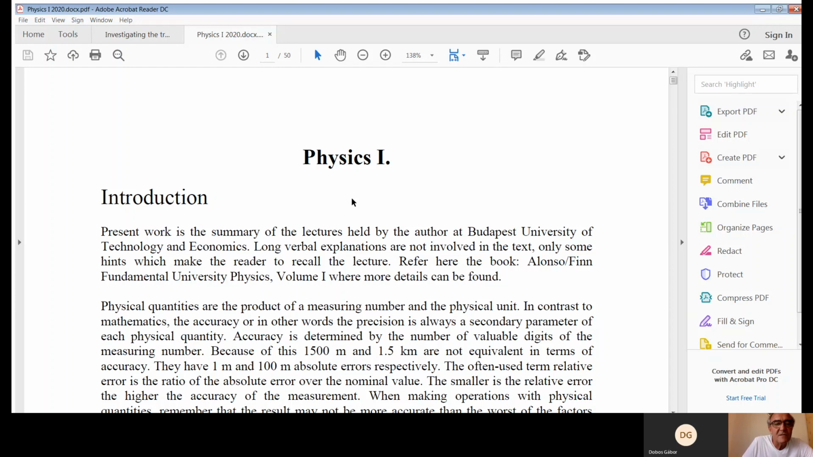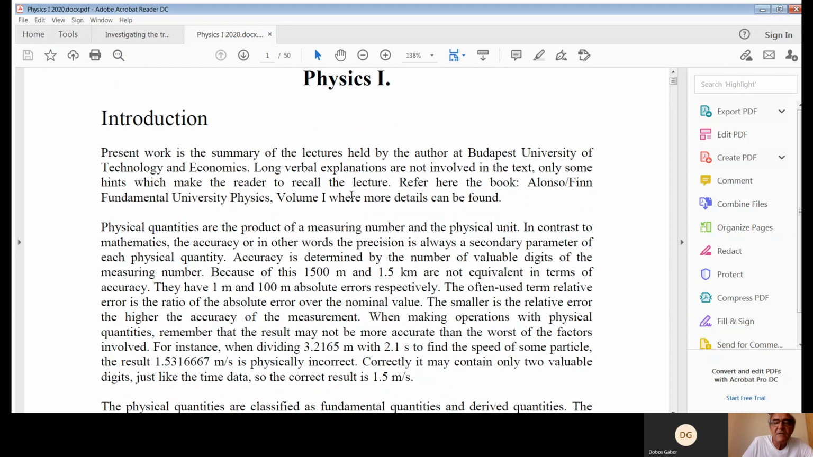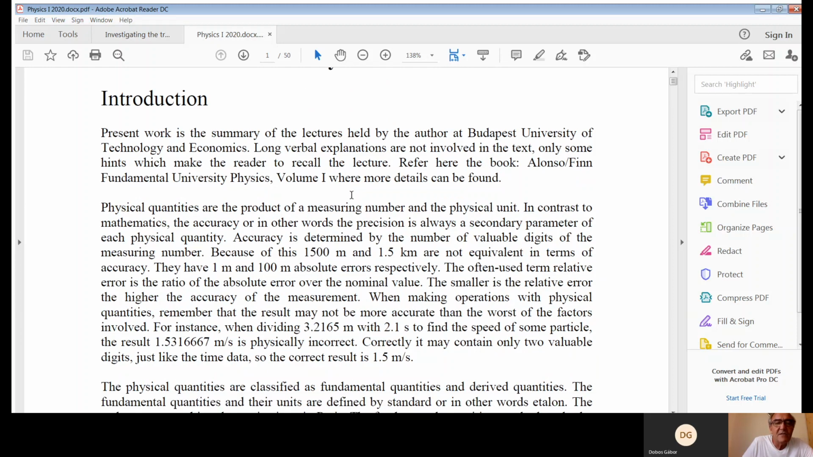This is Physics 1 class, and this will be about mechanics. The subject of this will be mechanics. So first, let's see just what the introduction is all about.